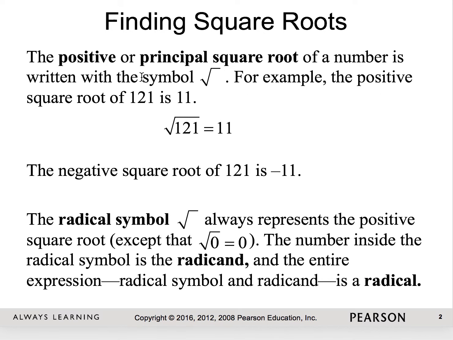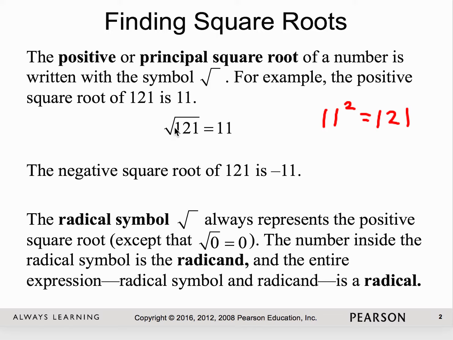So the positive or principal square root of a number is written with this symbol. Okay, and that's called the radical sign. For example, the positive square root of 121 is 11 because 11 times 11 is 121. Okay, or we can write it like this: 11 squared is 121. The negative square root of 121 is negative 11.